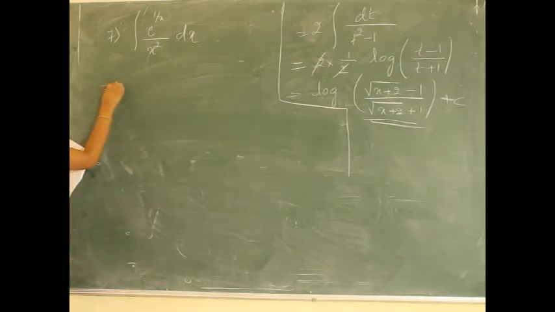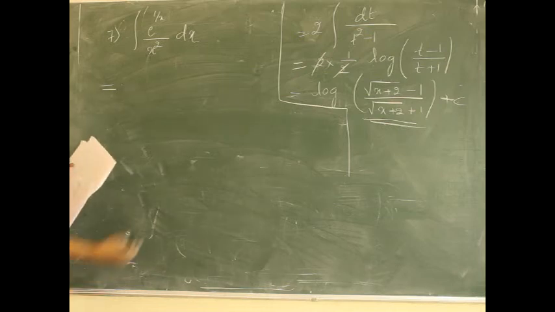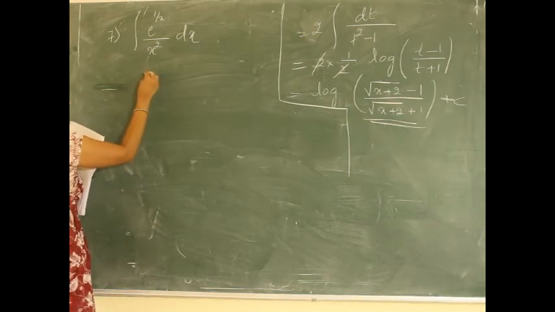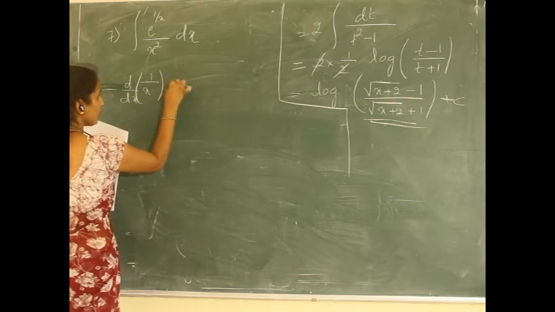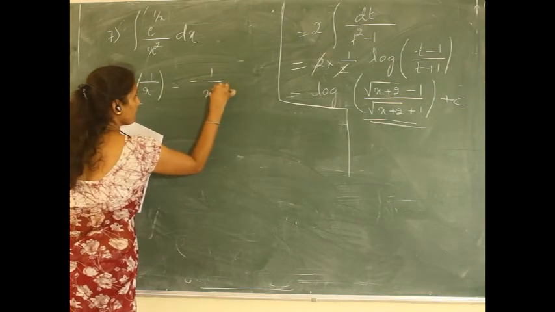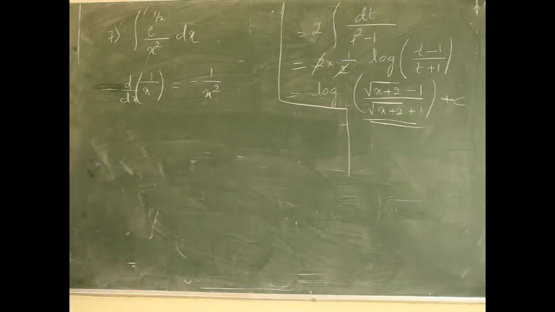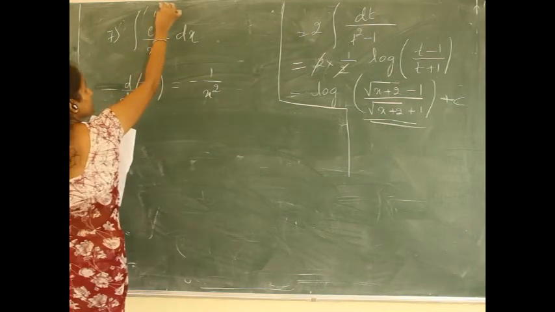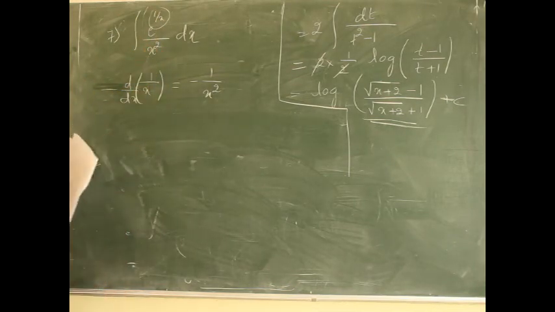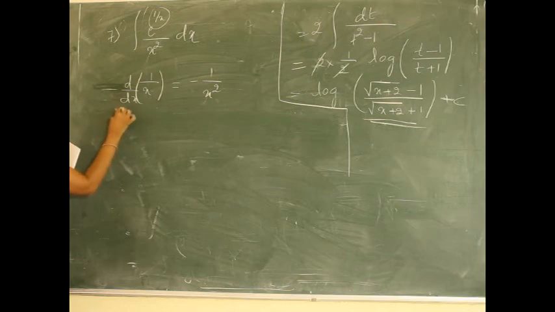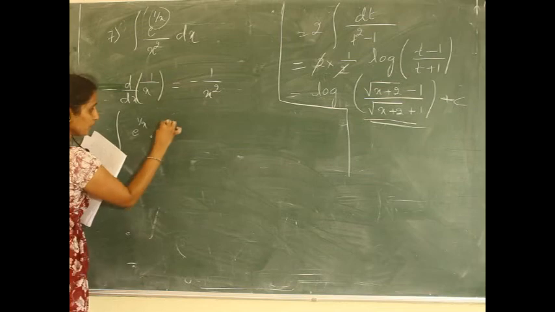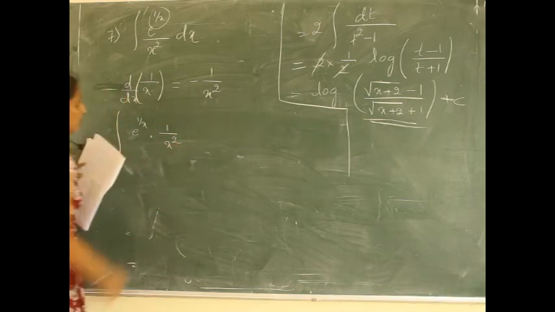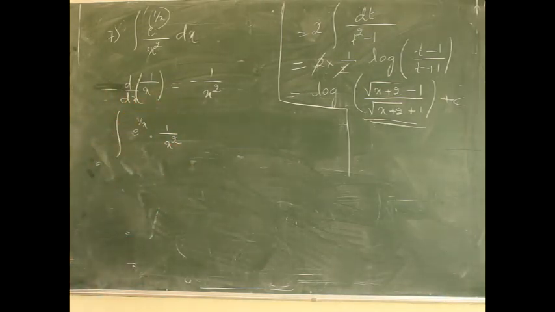What we can do is, it is in terms of e power. We can see that the derivative dy by dx of 1 by x is minus 1 by x square. Derivative of 1 by x is minus 1 by x square. So here 1 by x is in the power and it is 1 by x square. So we can write the given integral as the integral of e power 1 by x into 1 by x square. But the derivative of 1 by x is minus 1 by x square.